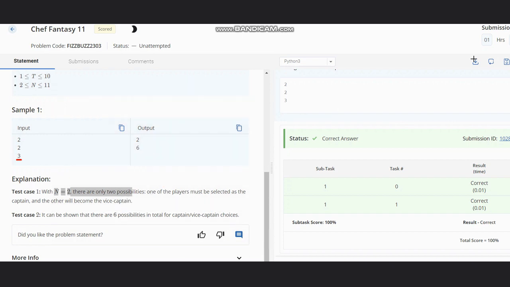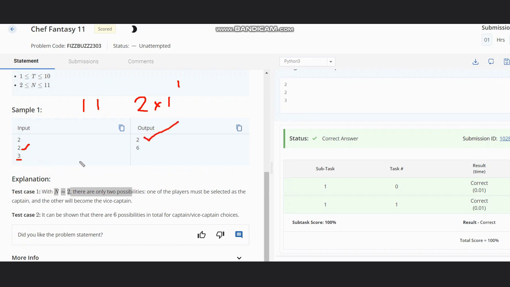So here we are given n, and we need to choose 2 persons. If you take 2, then out of 2, one is your captain and the other is vice captain. So for captain there are 2 possibilities, but for vice captain only one person is left, so only one possibility. And when we multiply, we get the answer.